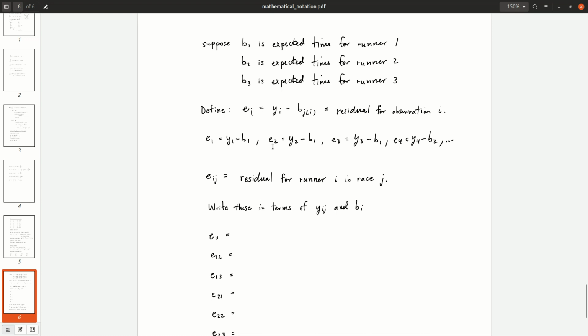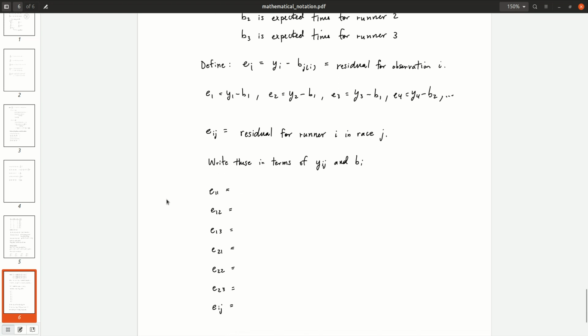All right, do the next one. E2 is the second residual. This is Y2 minus B1. Again, this is because it's the second observation, and the expected time for the second observation is B1 because that came from the first runner. Likewise, E3 is Y3 minus B1, but E4 is going to be Y4 minus B2 because the fourth observation came from the second runner.